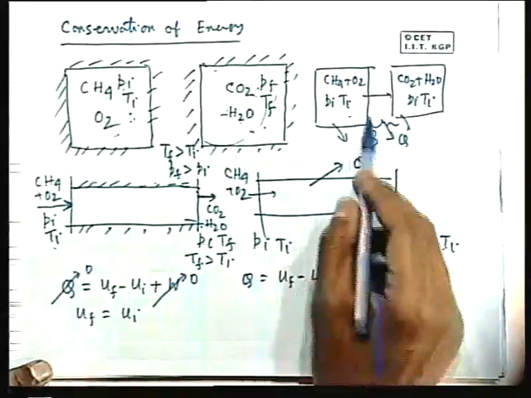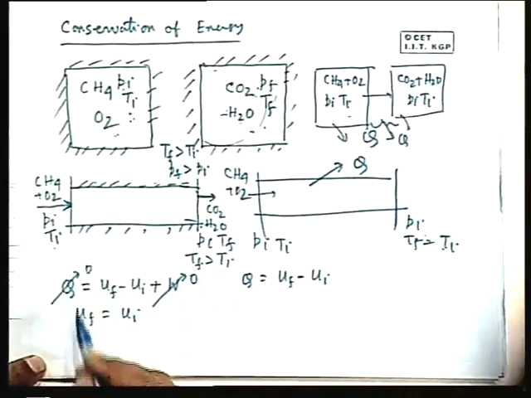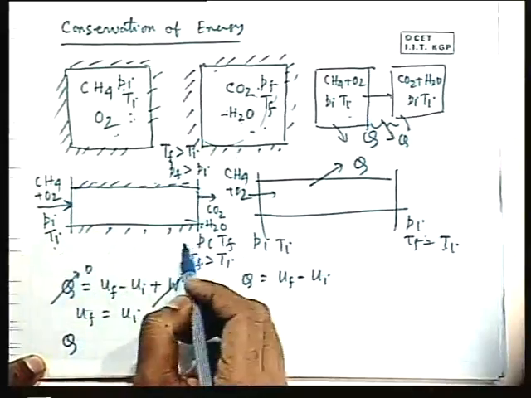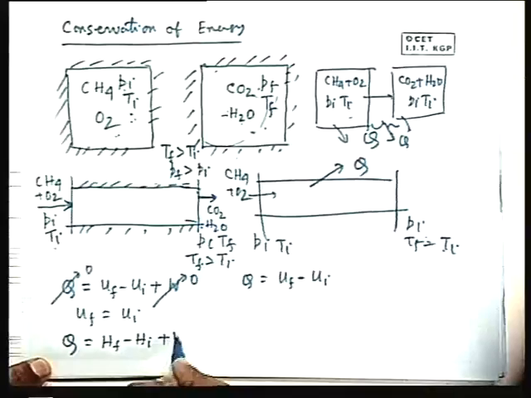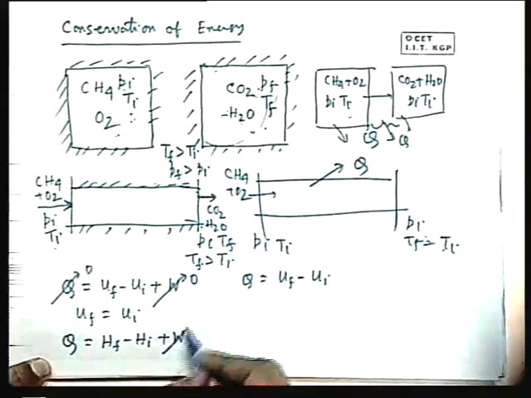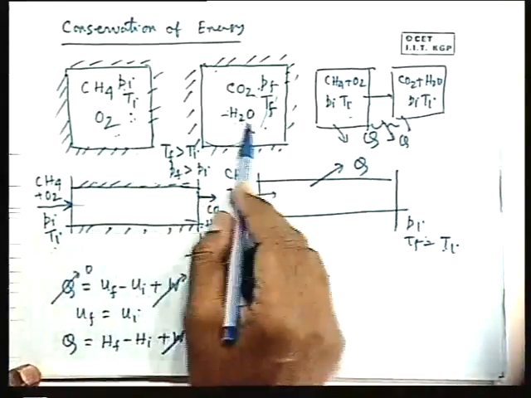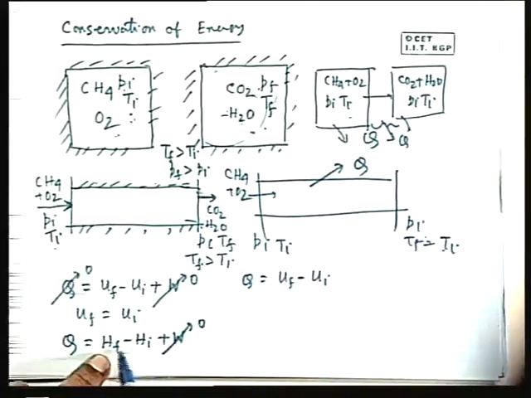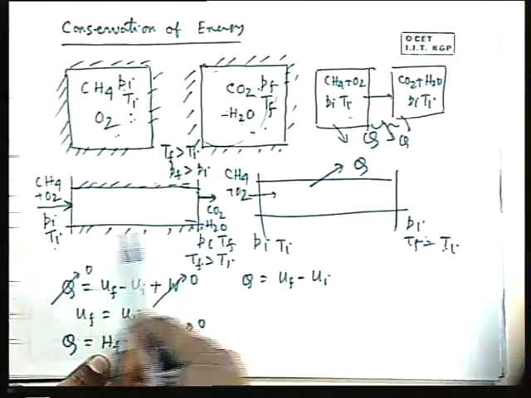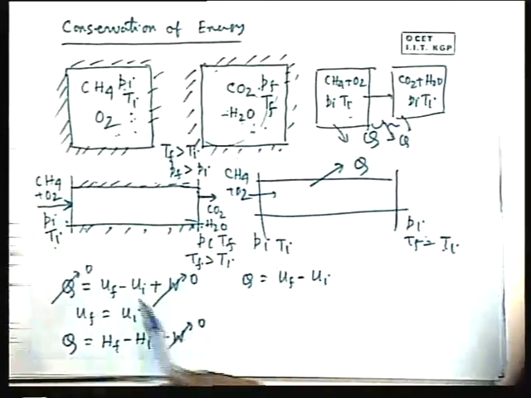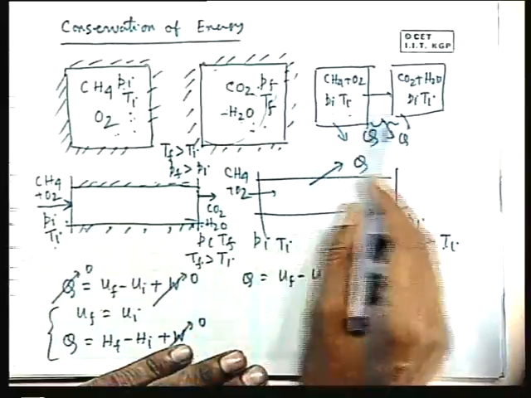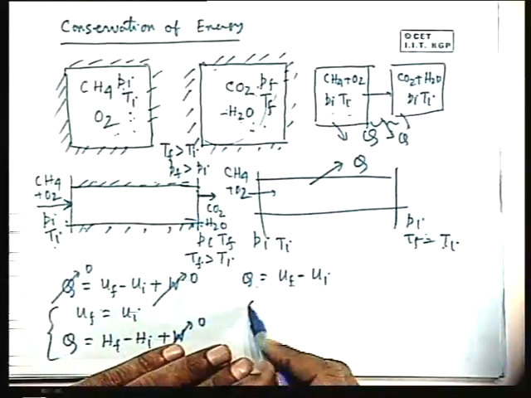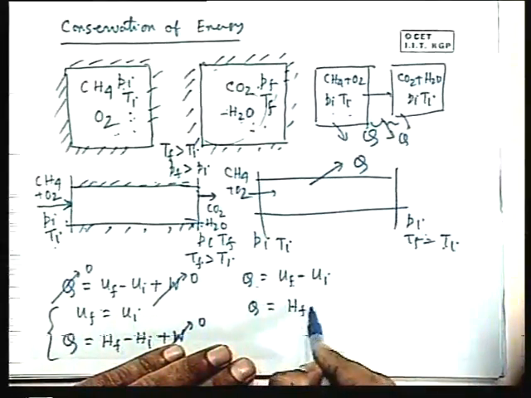W is 0 in both the cases. Sorry, here I have written this for the closed process. If you write this for the steady flow process, it will be Hf minus Hi plus W from the steady flow energy equation, where W is equal to 0. I only told in terms of internal energy. When a steady flow process is there, enthalpies have to be considered, so at the same time both internal energy and enthalpy have to be thought of. So for this process Q is Uf minus Ui, and for this process Q is Hf minus Hi.